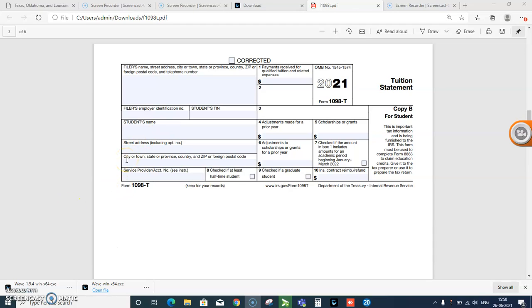Schools must send the form to the student by January 31st and file a copy with the IRS by February 28th. Reporting qualified expenses. Education expenses reporting on the Form 1098-T has been updated over the years 2017, 2018 and 2019. In 2017, schools could report a student's qualified expenses one of two ways, based on how much the student actually paid during the year or based on how much the school billed the student during the year.